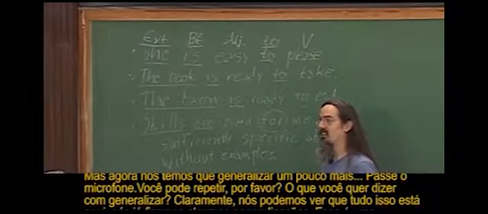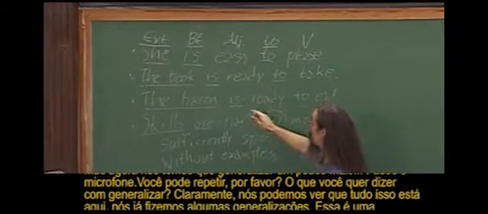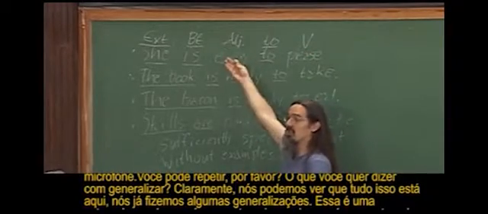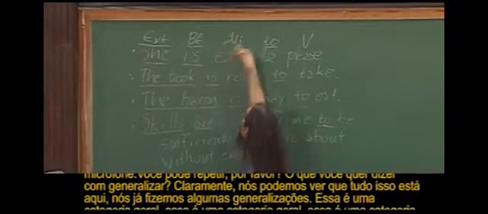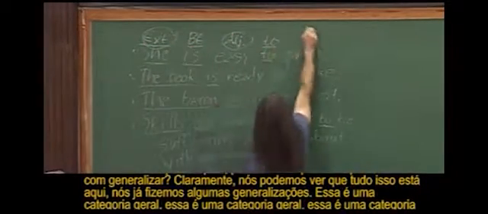Can you repeat, please? What do you mean by generalize? So clearly, we can say that all of this is here, right? We've already done some generalizing, right? This is a general category. This is a general category, right? This is a general category.